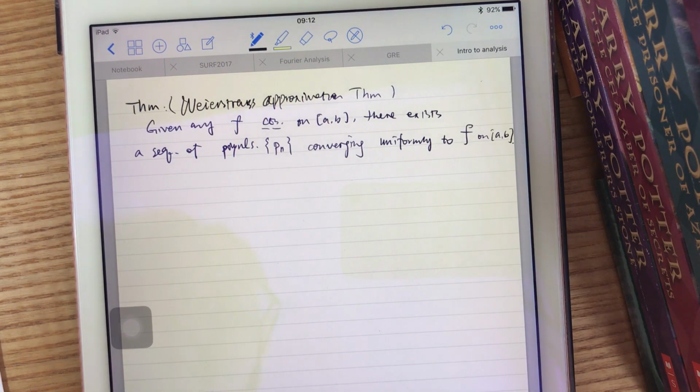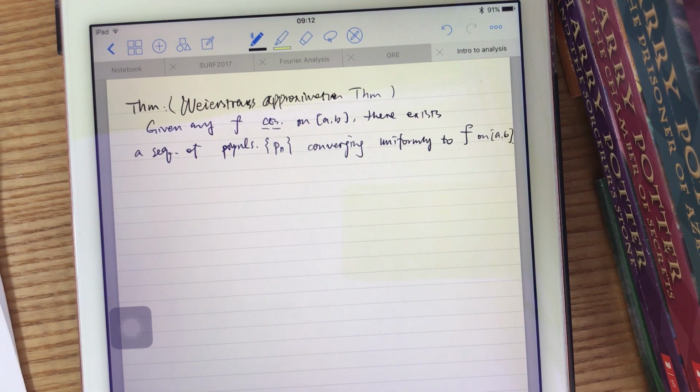So in other words, the polynomial that the sequence of polynomials converges to is the approximation of the function f, right? So you can also say there is a polynomial that approximates the function f.